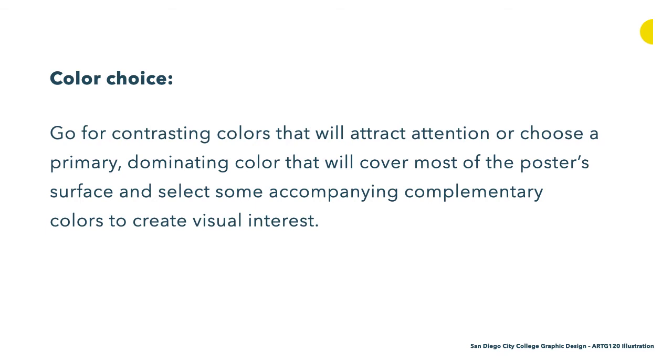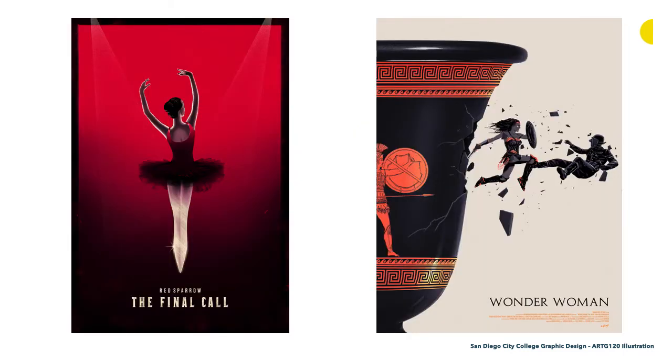So colors, using contrasting colors is going to help attract attention, and the designers did that for the poster there. You can also think of using primary or dominating colors that will cover the majority of the poster's surface and pair them with a complementary color to create some sort of visual interest.